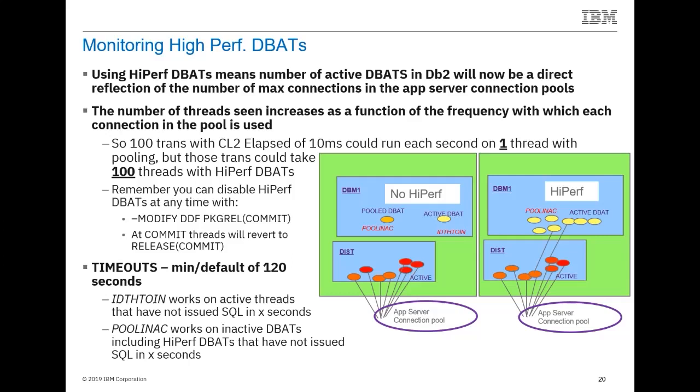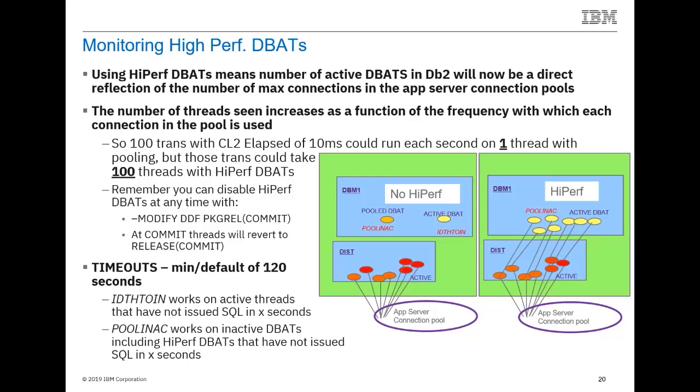So I've got a little animation here. Look closely on the right-hand side of the screen. On the left side, the no hyperf, each one of those connections can end up going through a single active DBAT, as long as there's a little bit of a gap in between the executions. If you look at hyperf, each one of these coming in is most likely going to use a new DBAT because that connection is going to stay around forever. So you've got to be careful how you implement it.